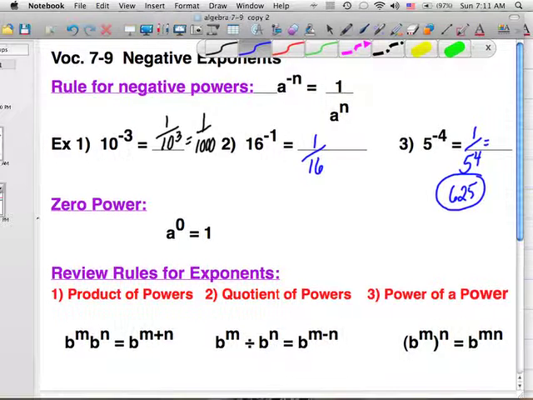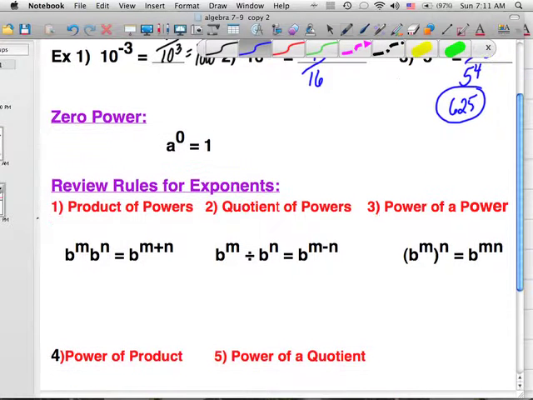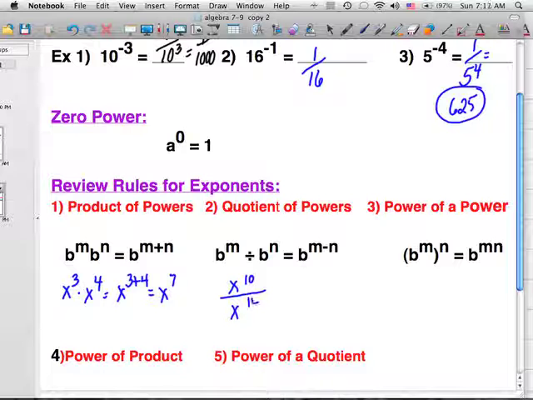Remember, the 0 power always equals 1. And remember your rules for powers. You're going to need them. If you have a power times another power, two powers multiplied together with the same base, like x to the third times x to the fourth, we add the exponents, so that's a total of 7 x's, x to the 7th. If we're dividing powers that have the same base, like x to the 10th divided by x to the 14th, we subtract the exponents.